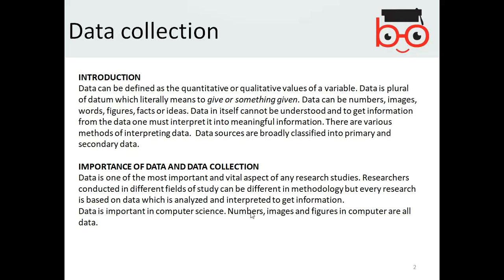So when you say you want to do research, you need data, and without data you don't have research. Your data will become the information and the conclusion of your research. So mind that data is important. The data collection is also important.